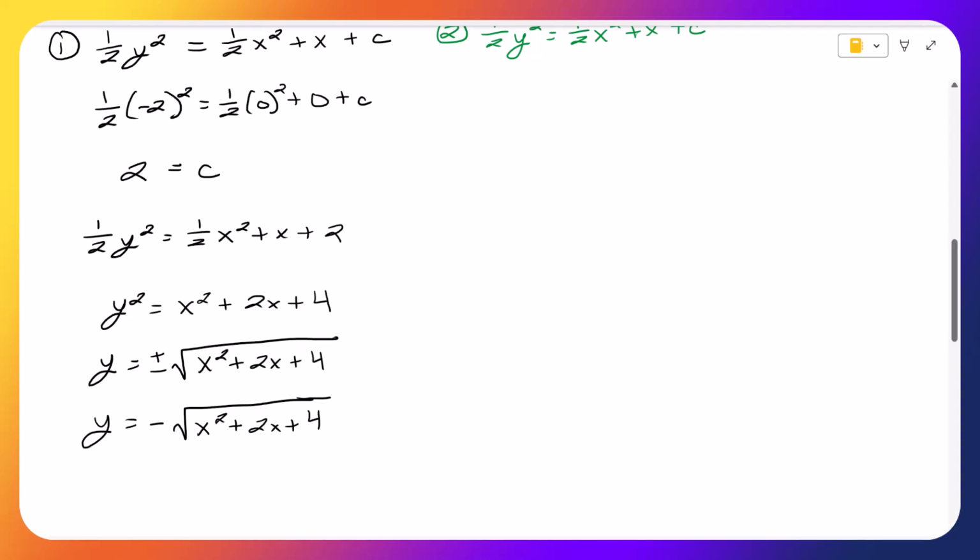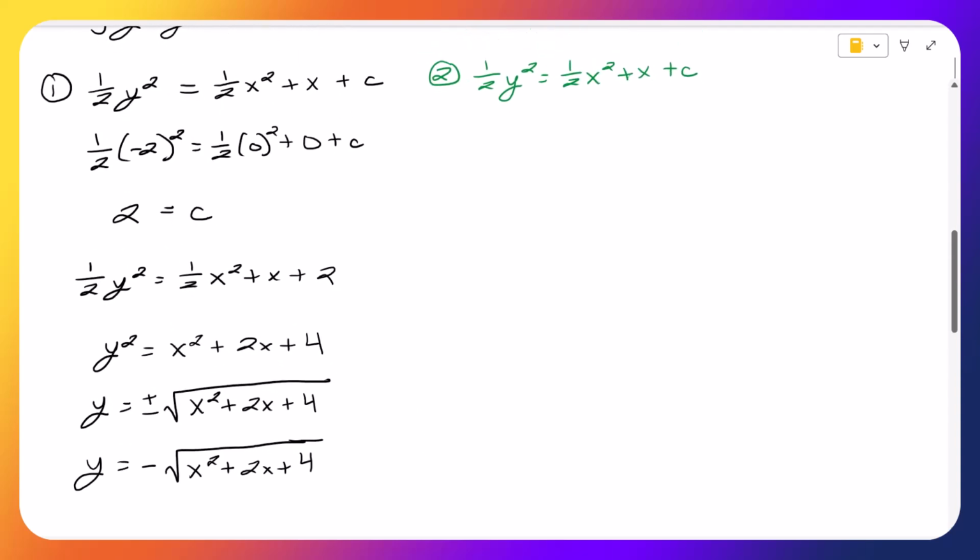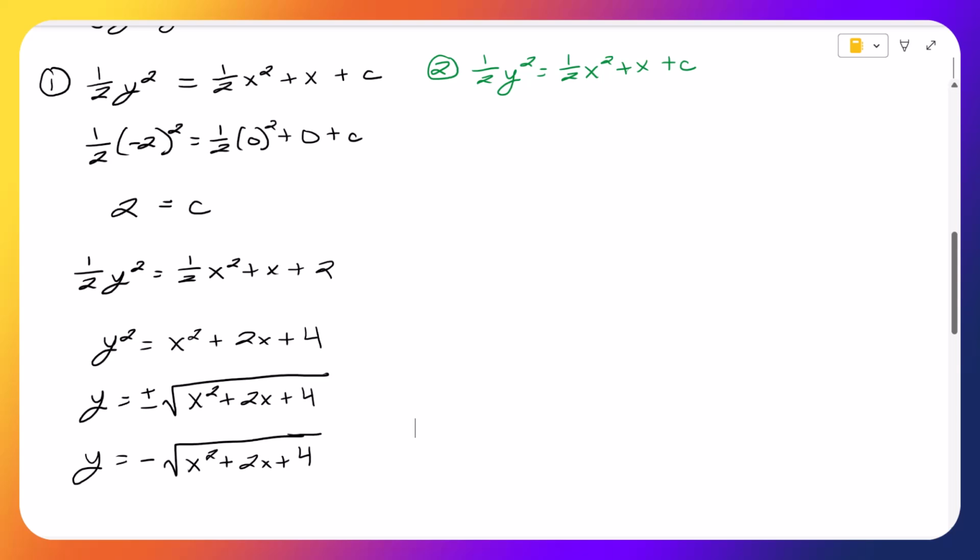Okay, so this is method 1. Method 2 is going to be taking the same process, except we're going to do it in a different order. So what I'm going to do is, instead of plugging in my initial condition first, I'm going to solve for y, and then I'm going to plug in my initial condition. And hopefully we should get the same answer.